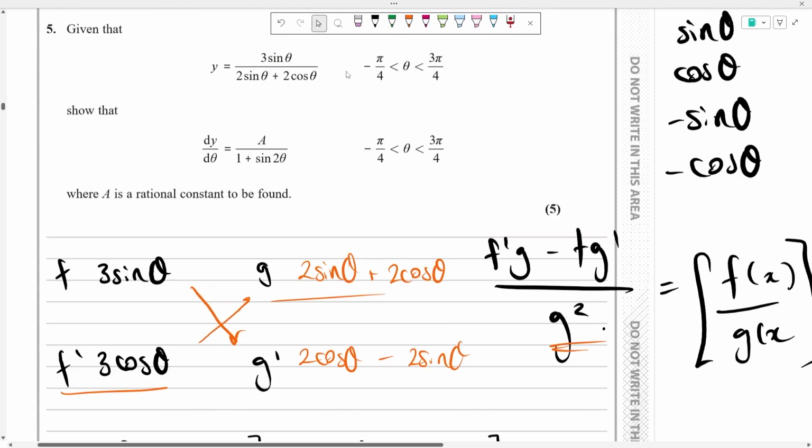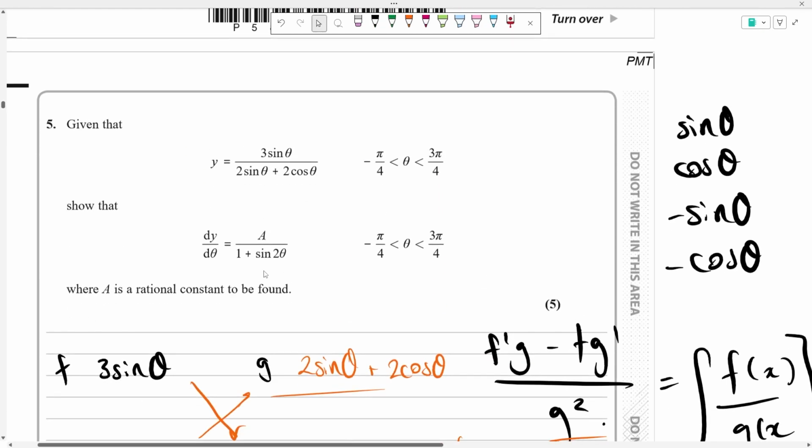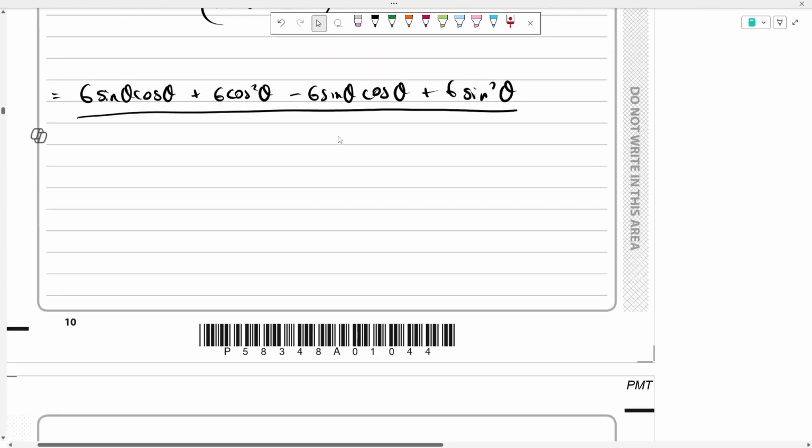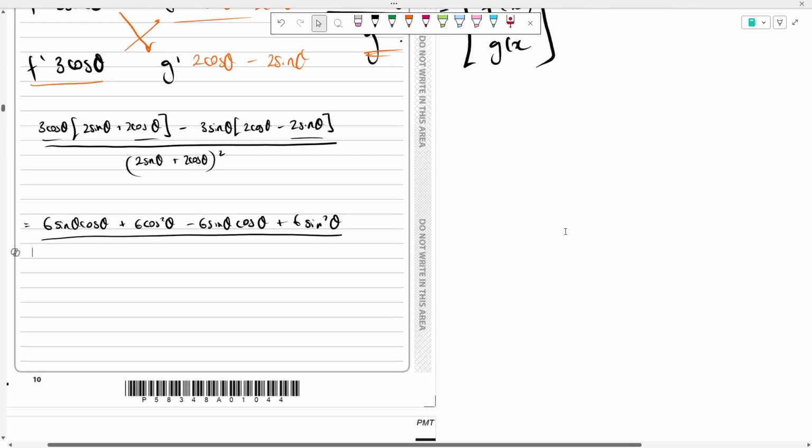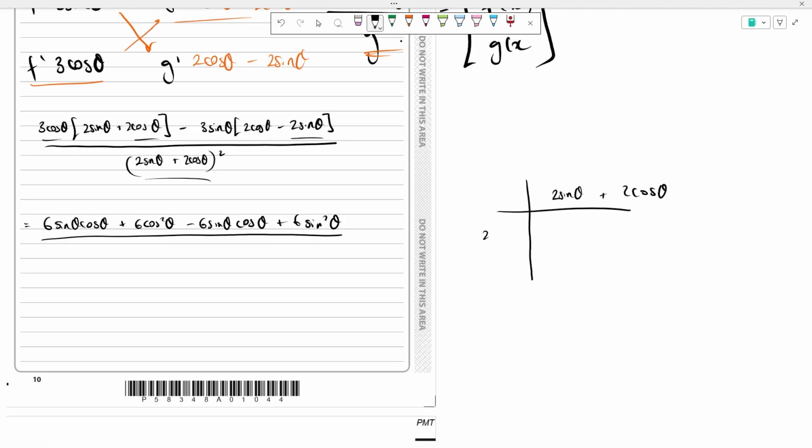I'm going to go back up to the question. You can see here it says 1 plus sine 2 theta. So I'm going to expand this denominator out. Now if you're uncomfortable with doing the expansion in your head, I like to use the grid method to expand it out. So this is the same thing as 2 sine theta plus 2 cos theta times 2 sine theta plus 2 cos theta. And now this is the grid method. Essentially it just makes it really clear. I think for double brackets it's okay, but when you get to triple brackets, I think it can make your life a lot easier.